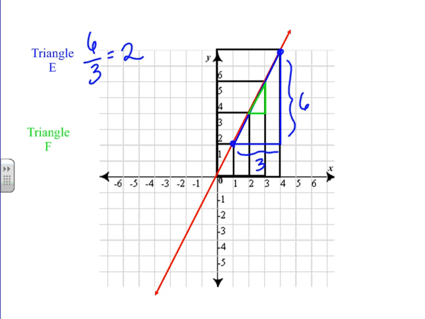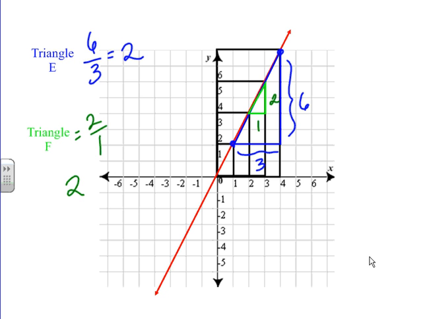We can take a look at triangle F, which is this little one here. We have it 1 wide and 2 high. And again, that would give us 2 divided by 1, which is also giving us a slope of 2. So we can see that through similar triangles, we can show that the slope remains consistent.